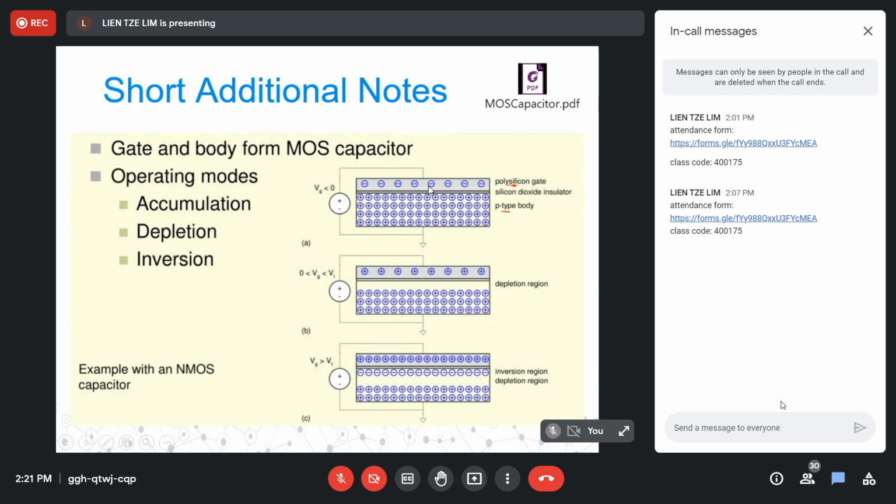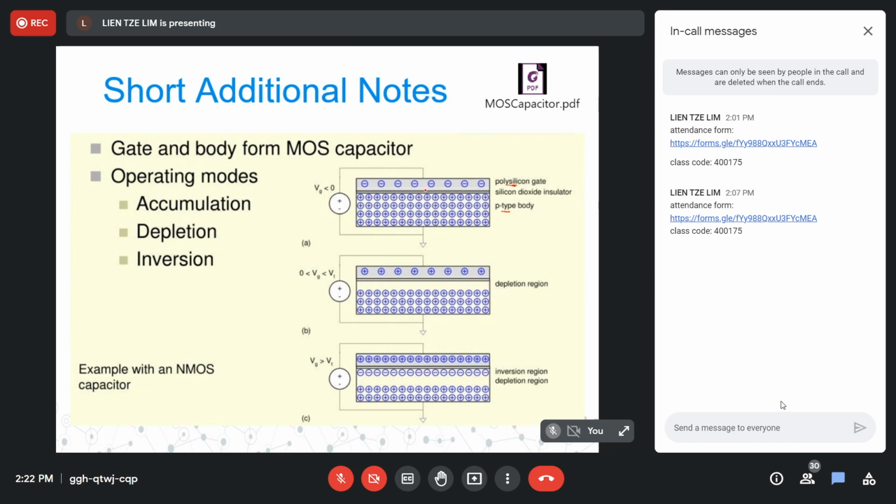For accumulation, you see here the input voltage is low. There is a positive charge in the body, due to the body being P-type, so there are more positive charges in the body. Some of the negative carriers start to accumulate at the gate, and there is no channel.